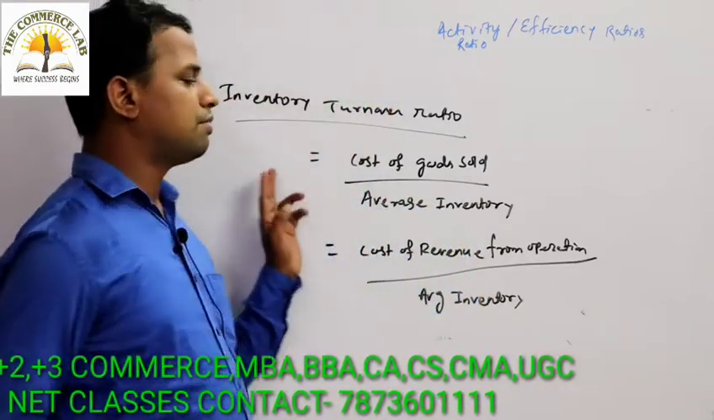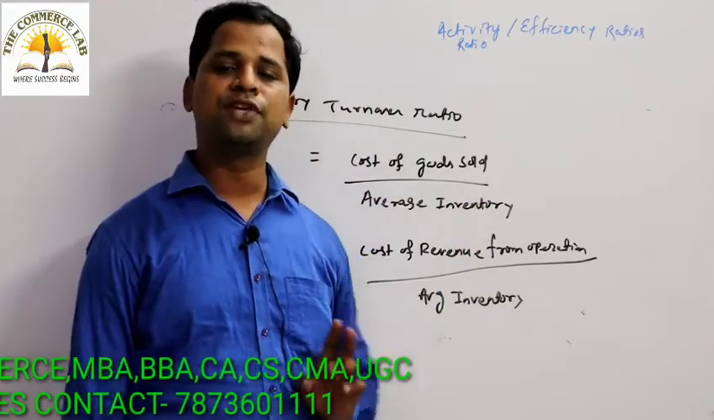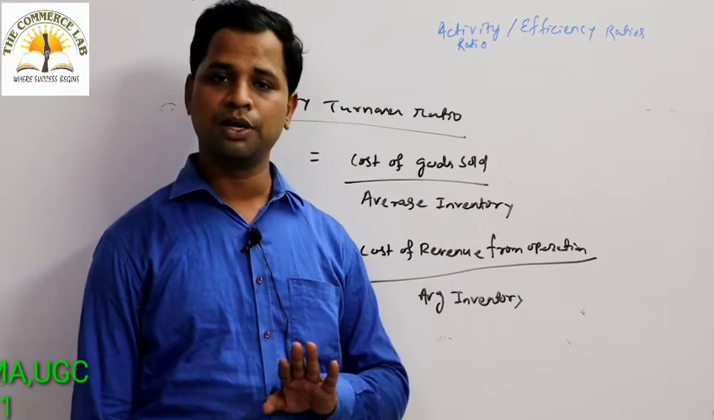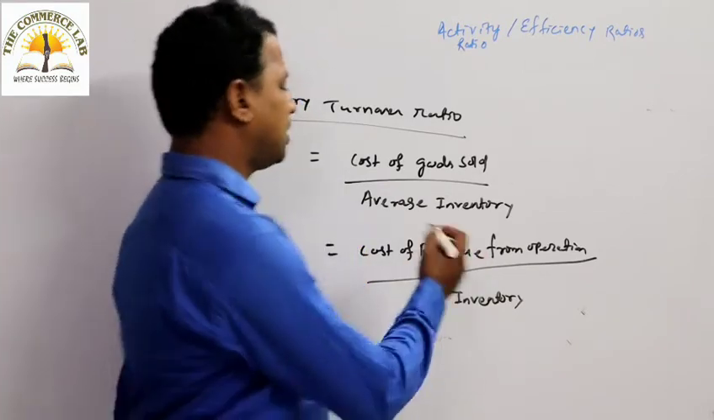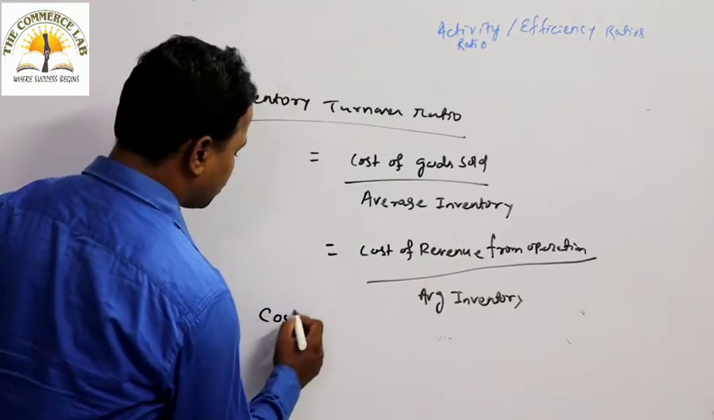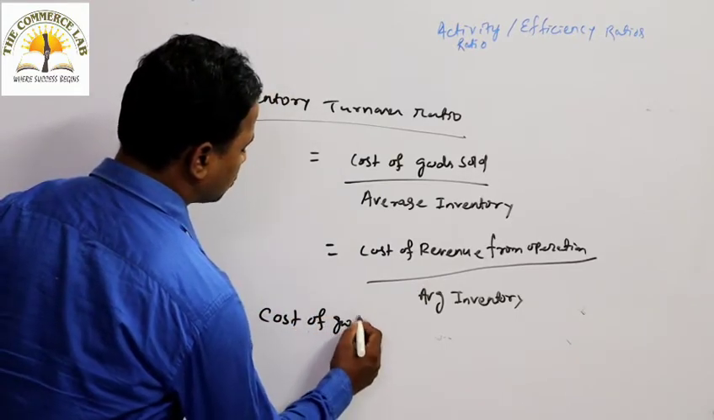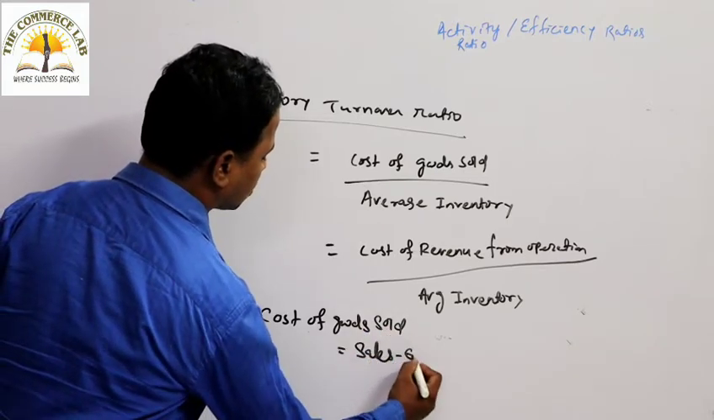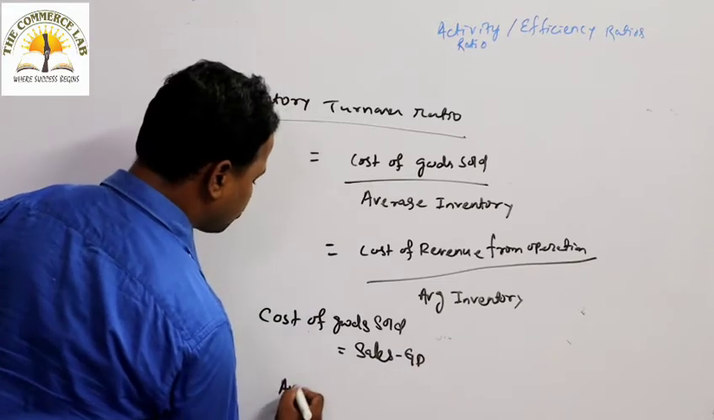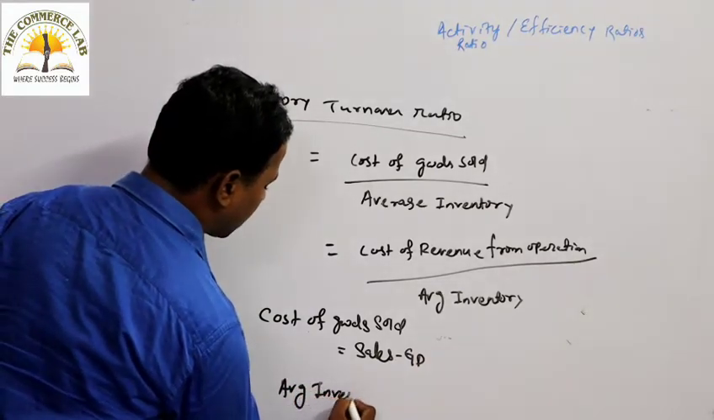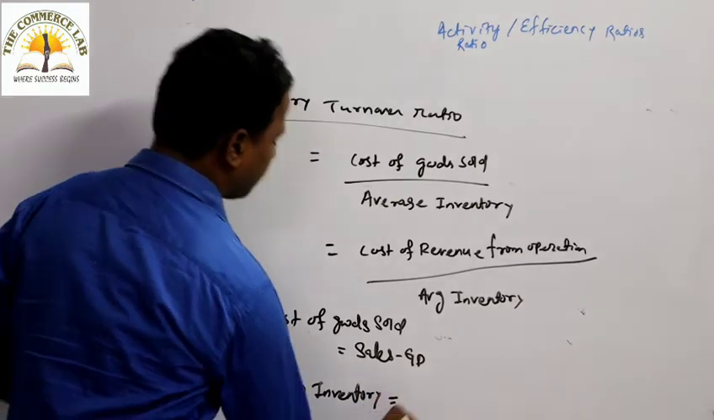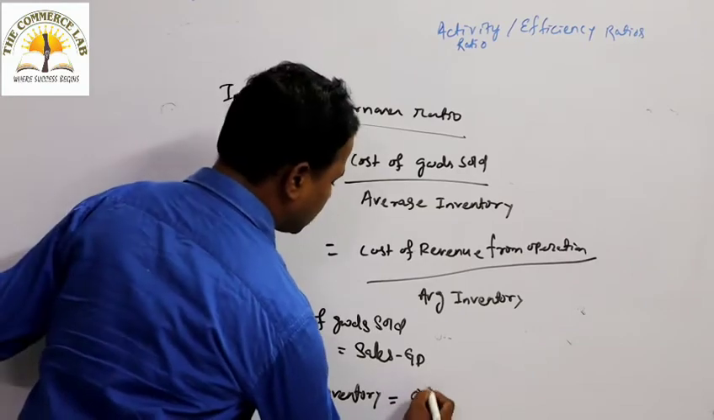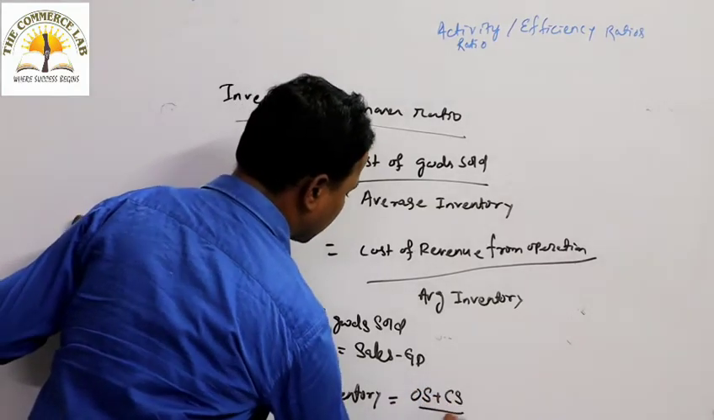So inventory turnover ratio is nothing but cost of goods sold by average inventory. What is cost of goods sold? Cost of goods sold means sales minus gross profit. How to calculate average inventory? Average inventory can be calculated as stock at the beginning plus stock at the end of the year divided by 2, or simply opening stock plus closing stock divided by 2.